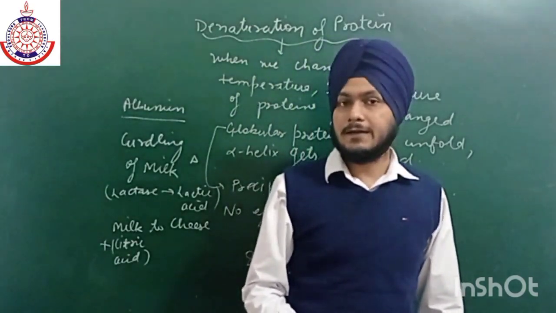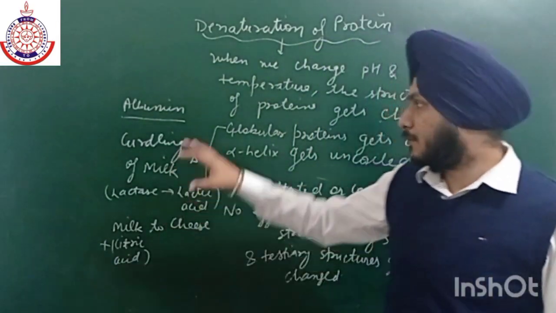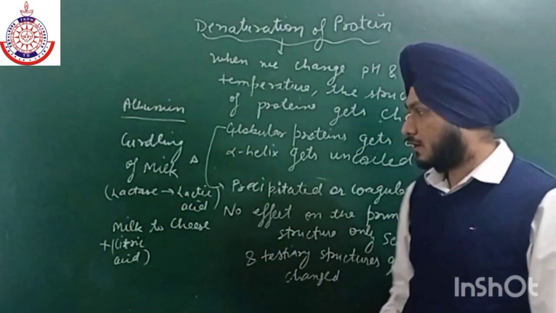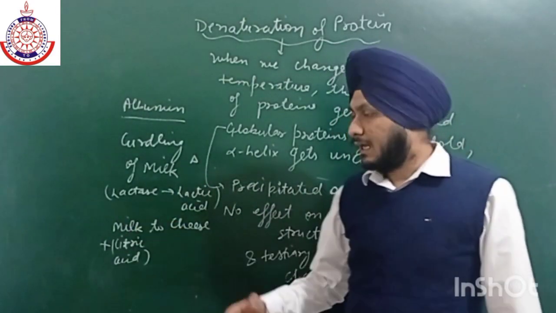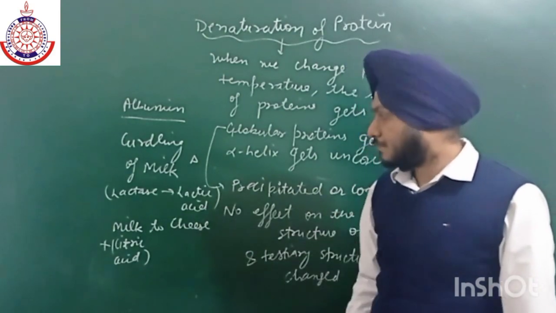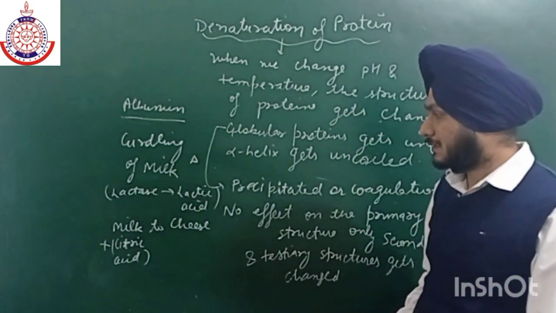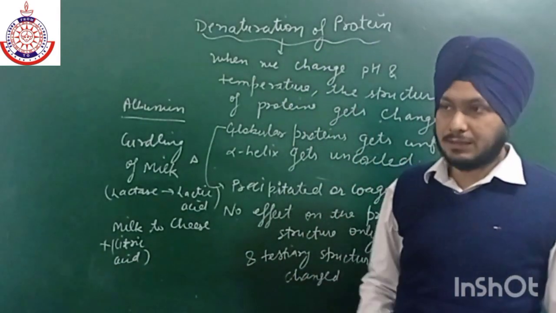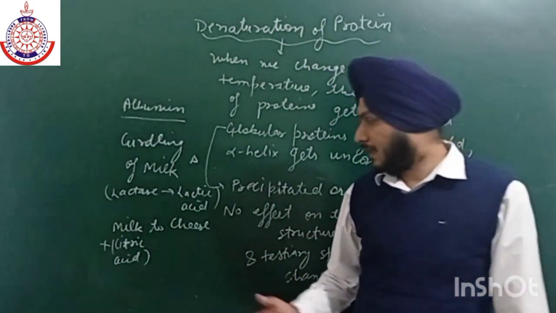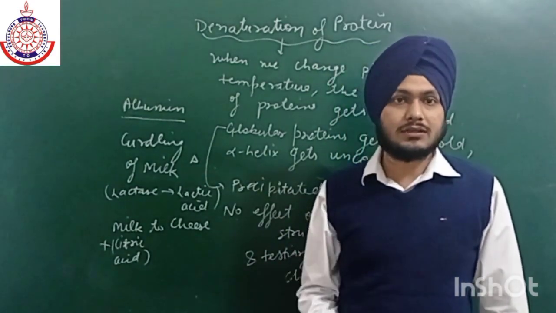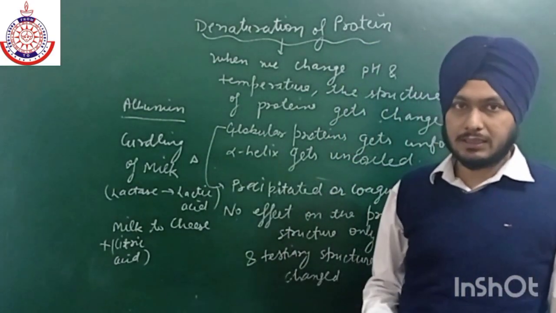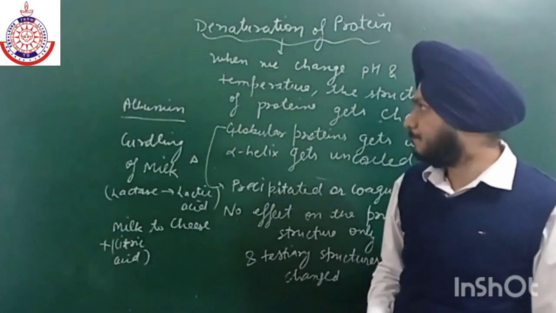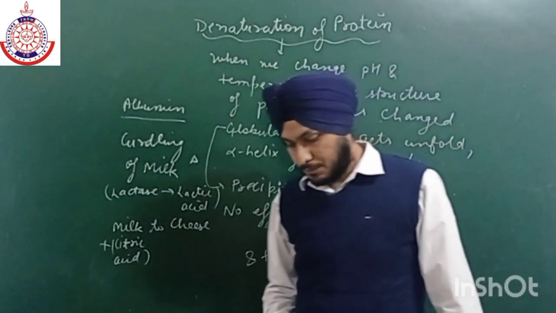Coagulation of white of egg, that is albumin which is present, it will get coagulated. The second is curdling of milk, with the help of lactase enzyme. And the third one is conversion of milk to cheese. This takes place with the help of some acids, like we have citric acid, and we also use tartaric acid. Tartaric acid we also use. So these are some of the examples of denaturation of protein.